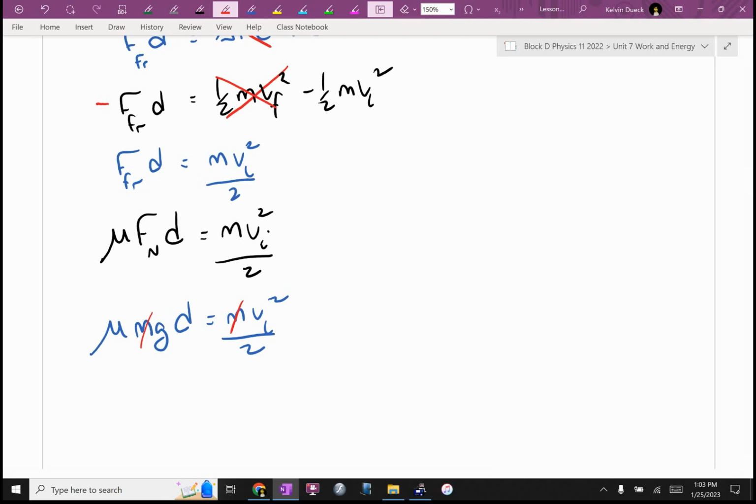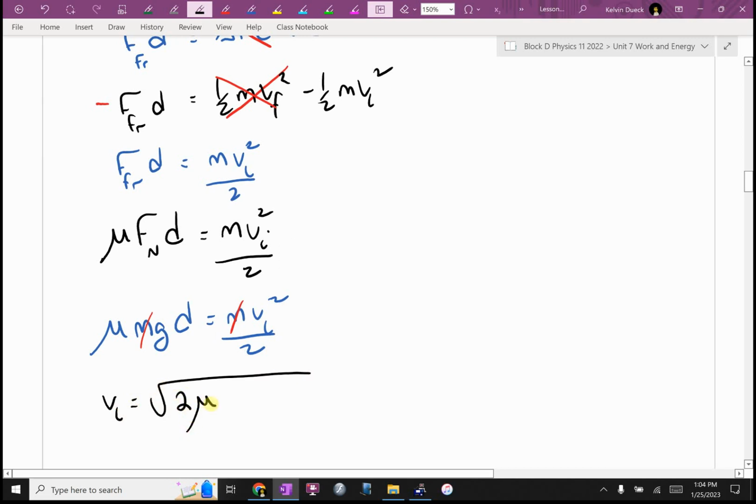Colton, what do you say we're trying to find? How would I get the v i by itself, folks? How will I move that 2 on the bottom over? And then that's going to be v i squared. So, here we go. v i is going to be the square root of 2 mu g d.